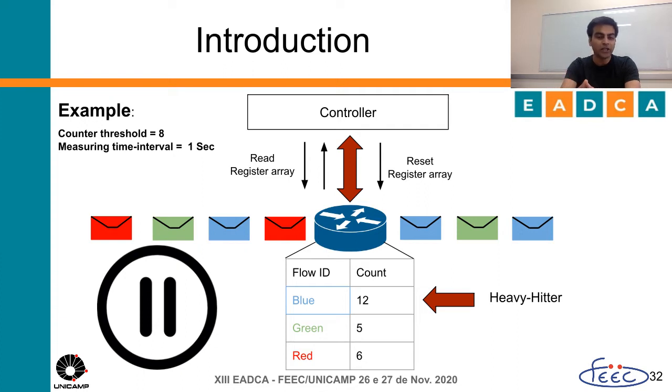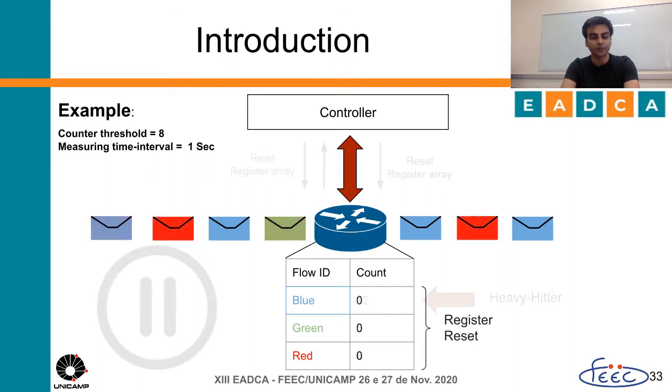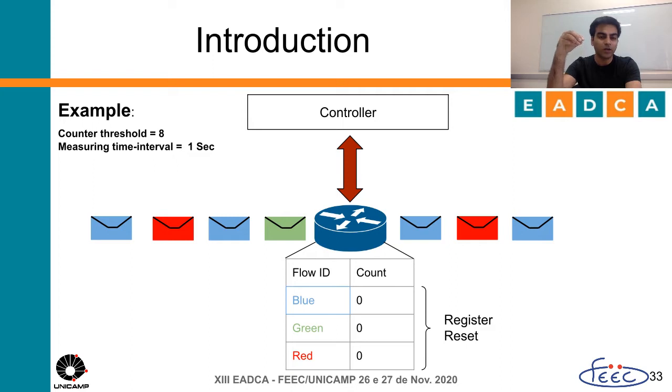At the end of each measuring time interval, the controller reads the register instances to extract the counter values of each flow and decides whether the flow is a heavy hitter or not. And then the controller resets all the register instances to 0 and starts packet counting again for each flow.